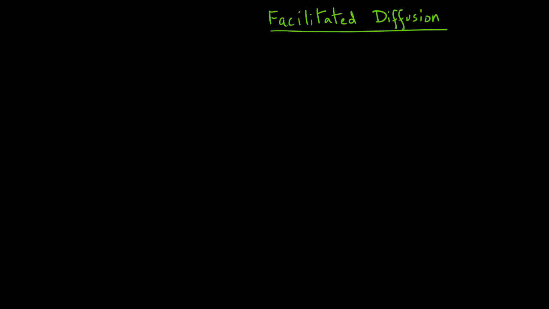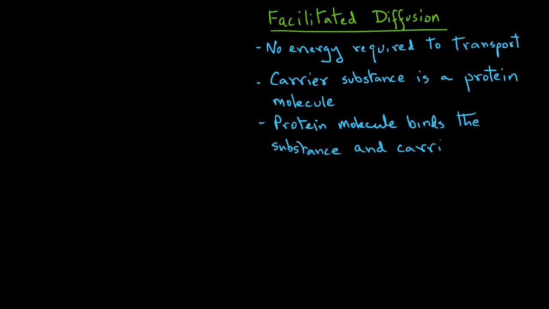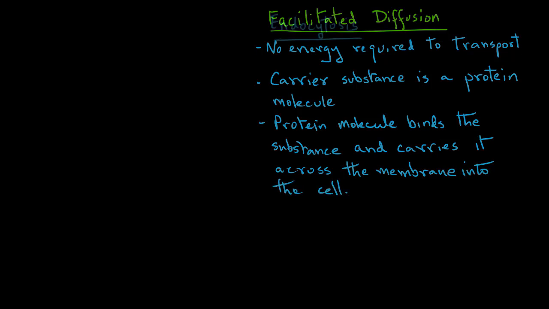The third type of mechanism is called facilitated diffusion. In this case, no energy is required for the transport of the substance into the interior of the cell. Here, a carrier substance is a protein molecule. The protein molecule, which is also present on the outside of the cell membrane, binds with the substance and then carries it across the cell wall into the interior of the cell. So the protein molecule facilitates the diffusion of the substance.